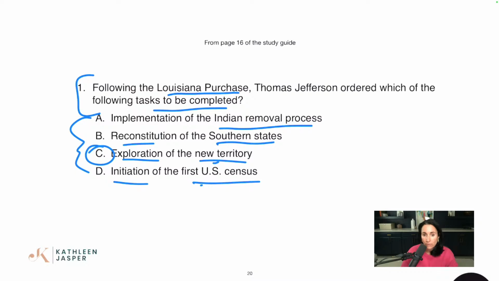So this is one where you have to understand what's going on, because you might say, oh, remove the Native Americans from their land. They did that for sure, but the first thing that we wanted to have done was to go and explore the new territory. And then they saw that there were Native Americans in these territories, and they said, we have to get rid of them because we want to go over there and take over the land.